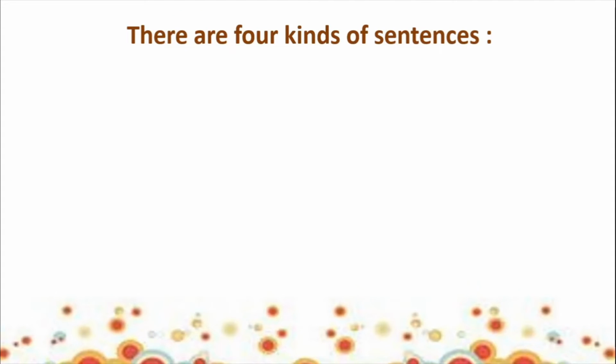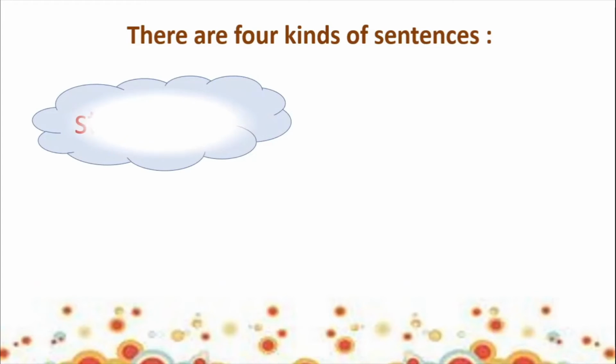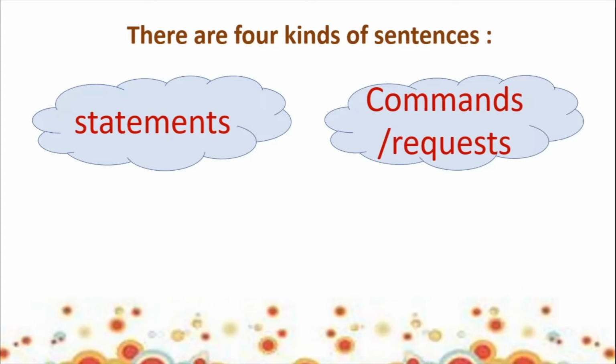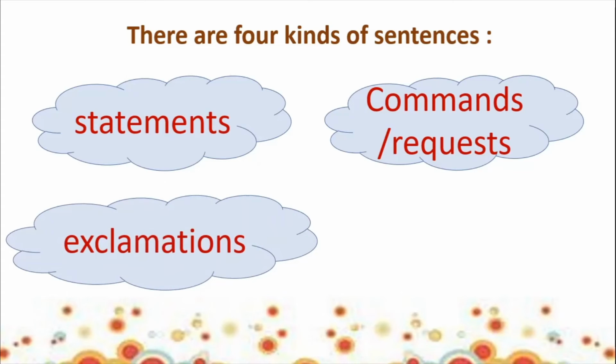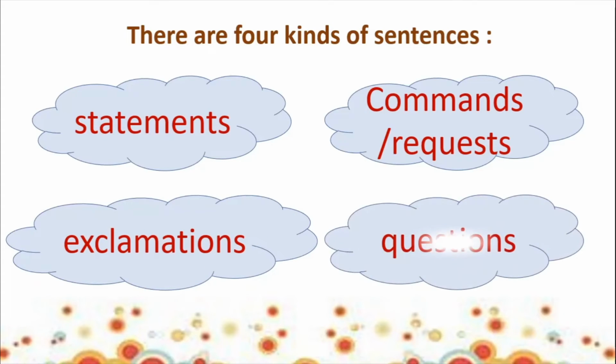So there are four kinds of sentences in the English language. What are their names? They are statements, commands or requests, exclamations, and questions. And what is a sentence, children? A sentence is a group of words which has got a meaning. When you write 5 or 6 words together, or even 2 or 3 words together, and these words have a definite meaning, then that is called a sentence.